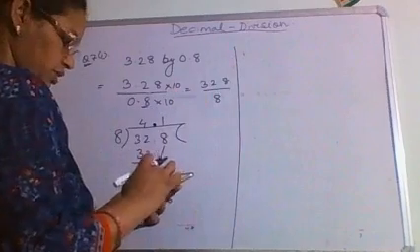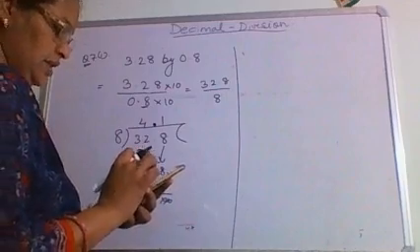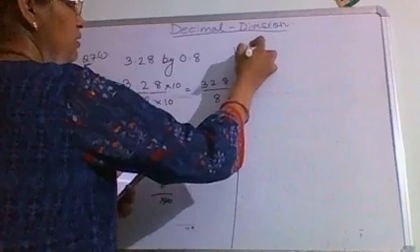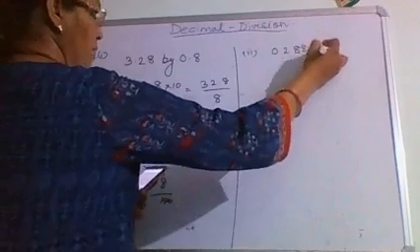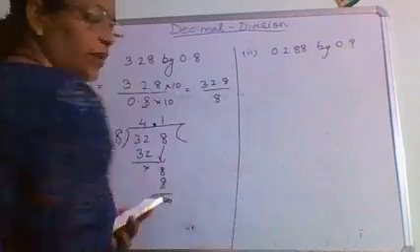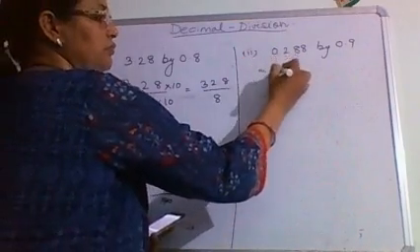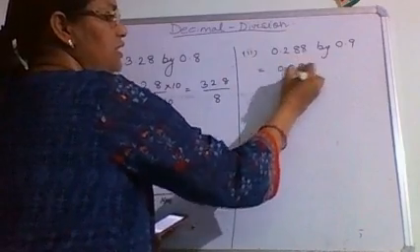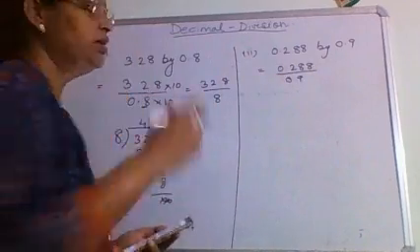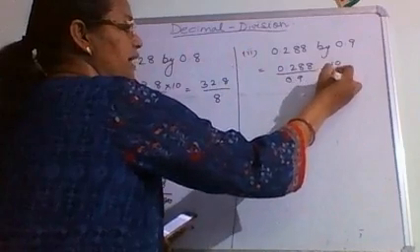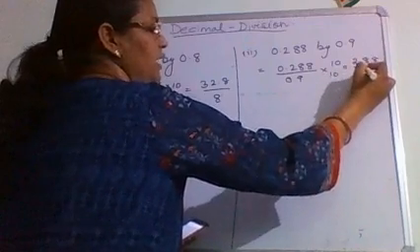Which question should I take? Take the second one only. 0.288 by 0.9. 0.288 divided by 0.9. After the decimal, one number. So we multiply both by 10. So this will become 2.88 divided by 9.